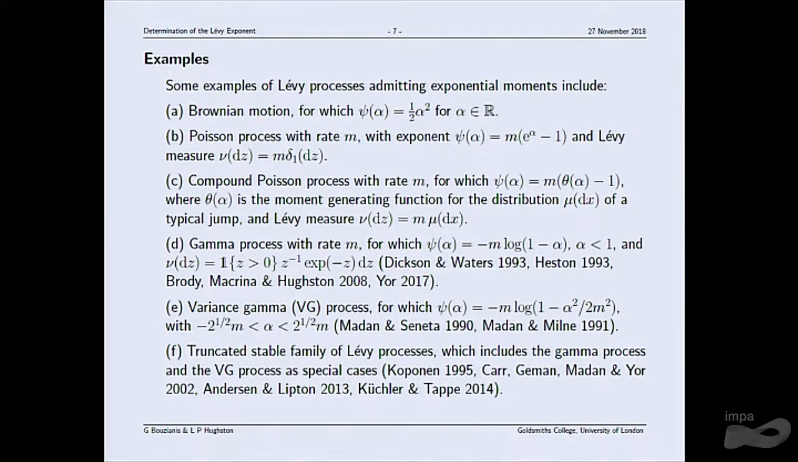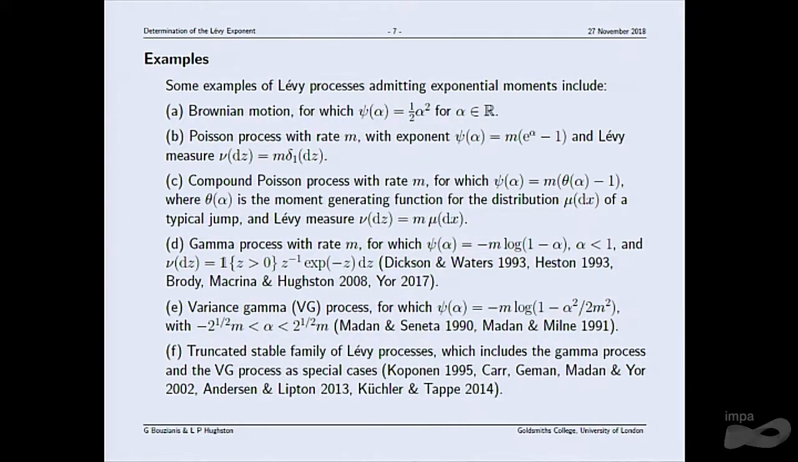Well, let's come back to the main point. I'll mention one or two well-known examples. There's Brownian motion, for which the Levy exponent takes the form 1/2 alpha squared. And then there's the Poisson process, where the Levy exponent takes the form m times (e to the alpha minus 1), where m is the intensity of the process. And then there's a similar, slightly more involved expression for the general compound Poisson process involving the moment generating function of the size of the jump in the compound Poisson process.